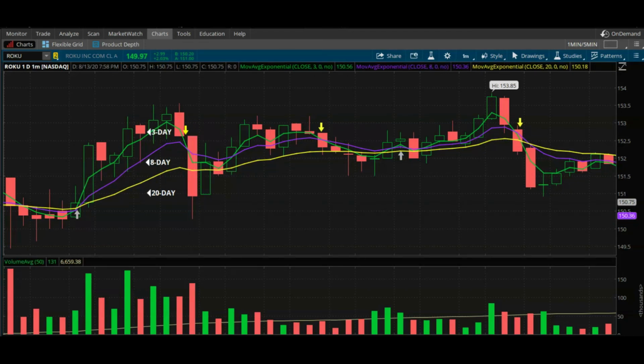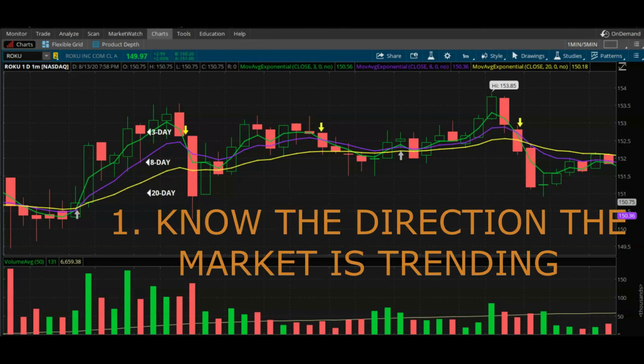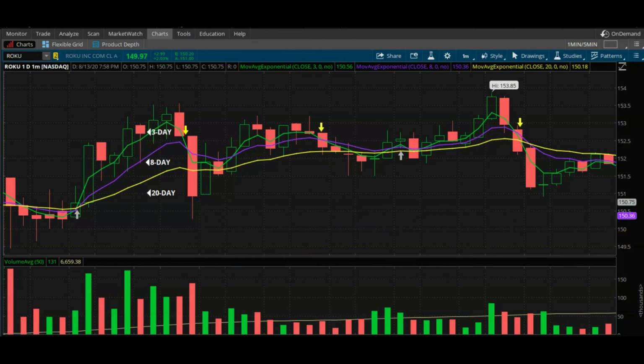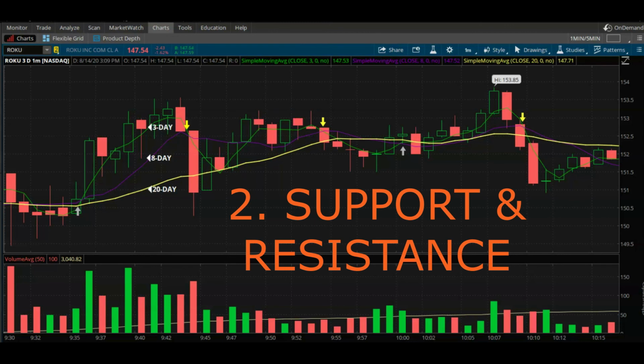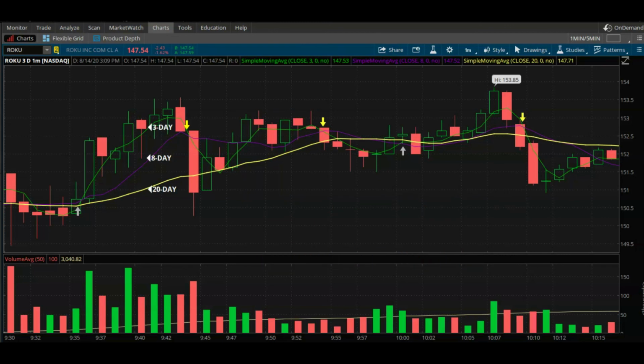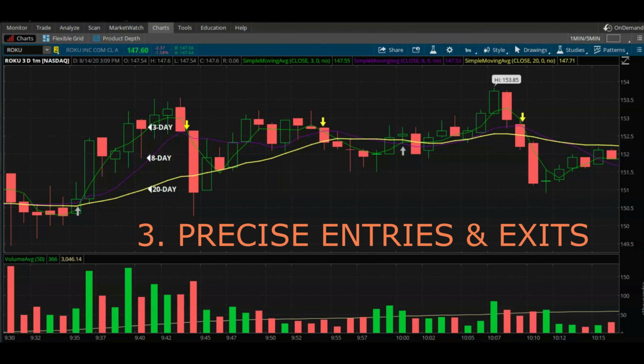So 3 things you want to bear in mind with using these moving averages is that it can be used in 3 main ways. The first way is that it can show you the general trend of the market, if the market is trending up or trending down. The second way is to show the levels of support and the levels of resistance. And the third way to use moving averages would be to help identify more precise entries and exits.